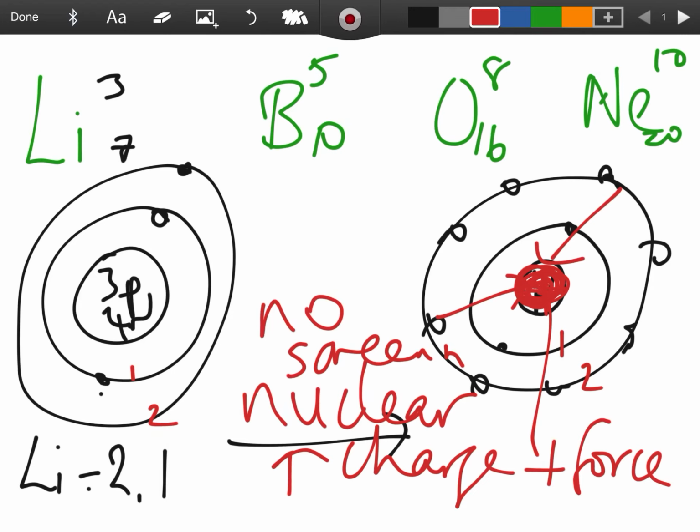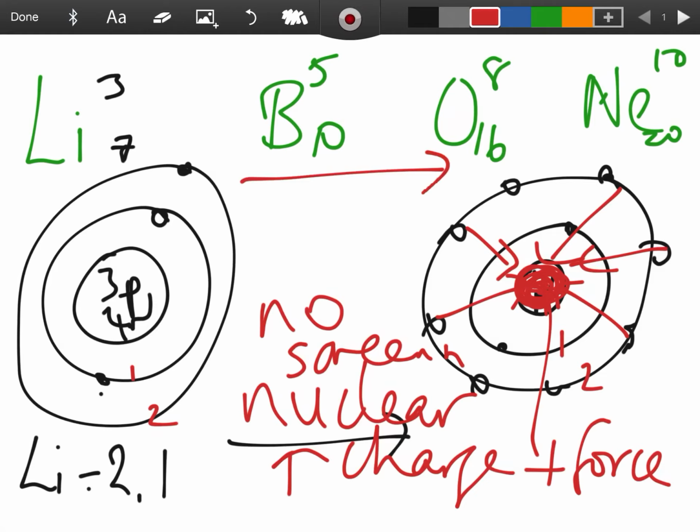So what can this neon nucleus do? Well, it can attract in the outermost electrons, making your atom smaller. So your general trend as you go across the period is that the atomic radius decreases. Why? Because you've got an increasing nuclear charge, because you're adding more protons into the nucleus, but without an increase in screening, because all the electrons are going into the same shell.